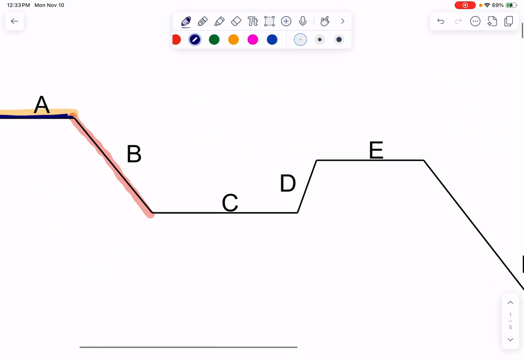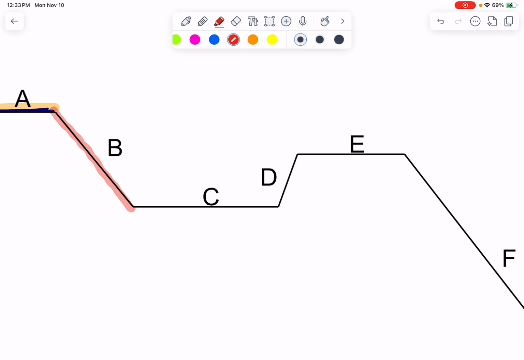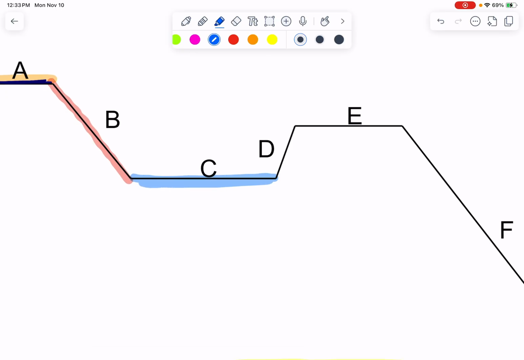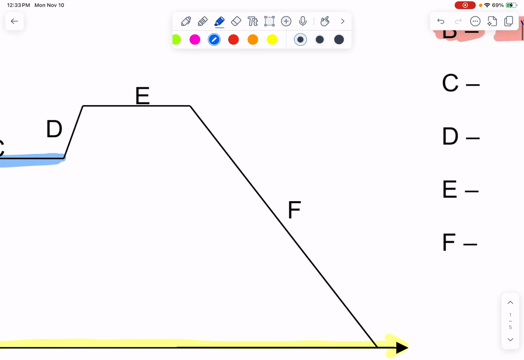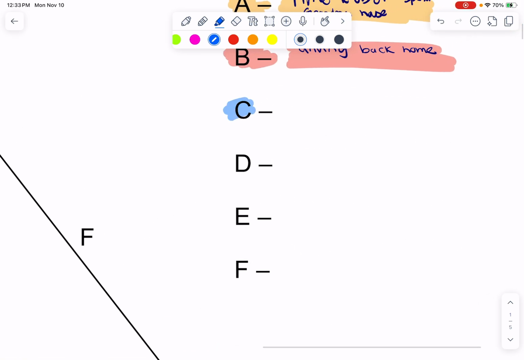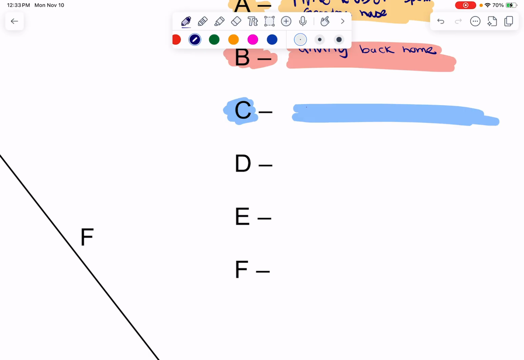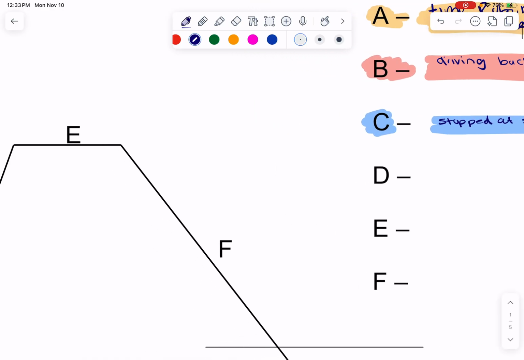Okay, so let's come back and see what happens at C. At C, we stop moving again, right? I'm at the same distance away from Grandma's house. Well, maybe I stopped at the store for a while, or maybe I stopped at a light. But for some reason, we're stopped a little bit away from Grandma's. We're stopped not quite at home. I will put stopped at the store. Maybe I went to the park. I don't know, right? But we've stopped for some length of time.